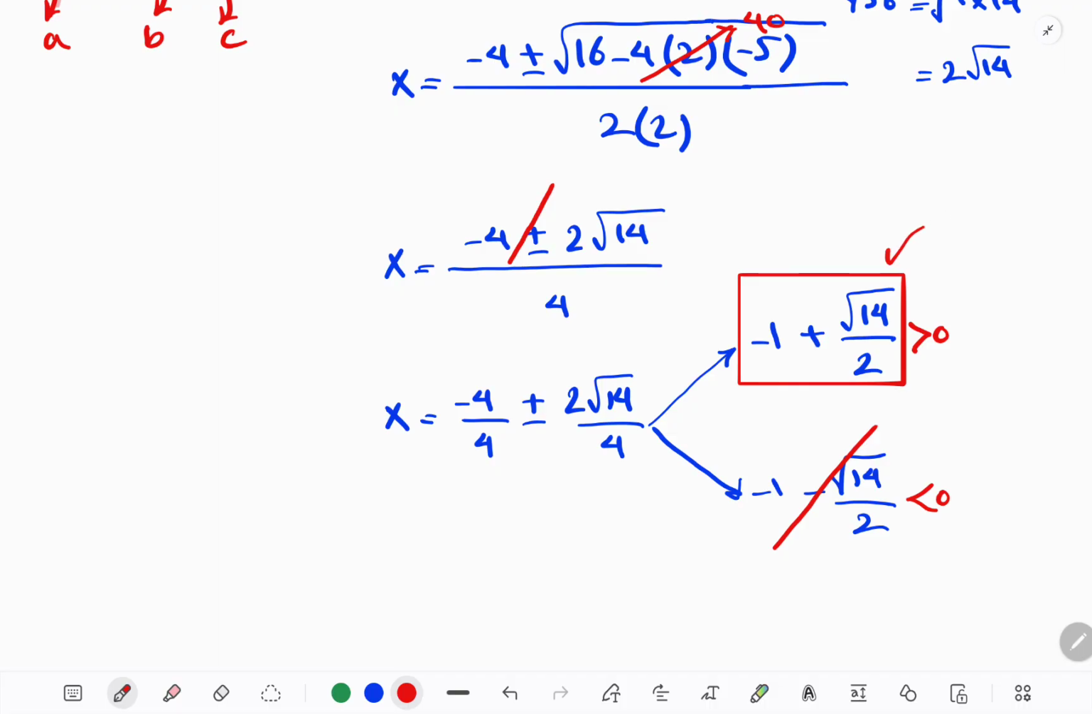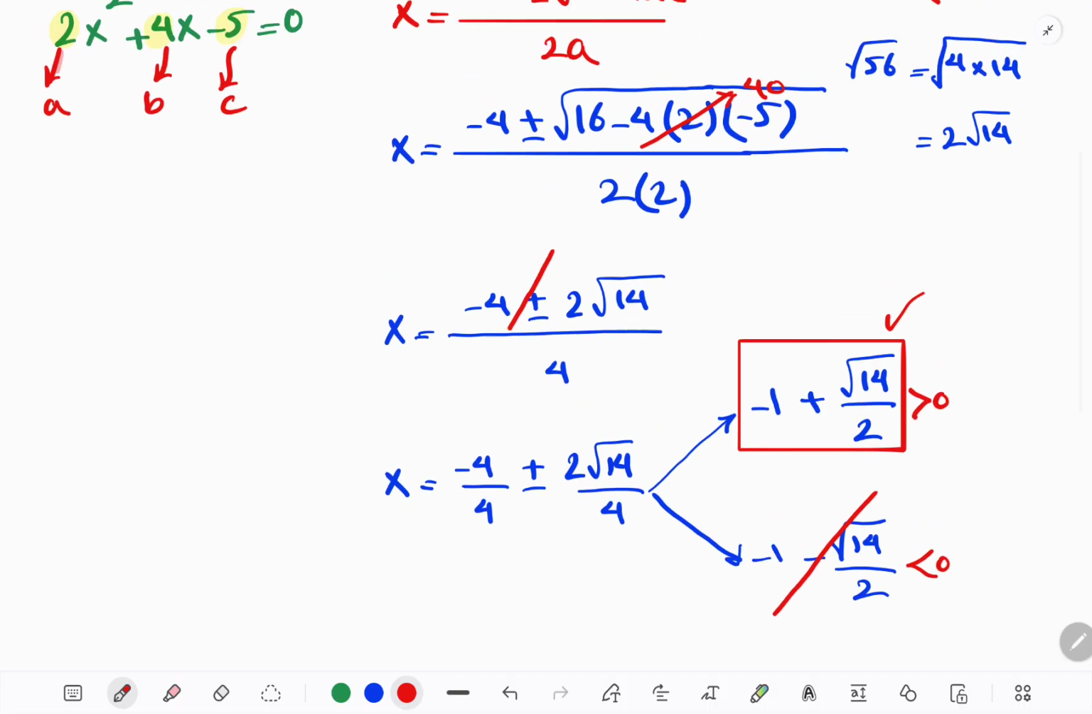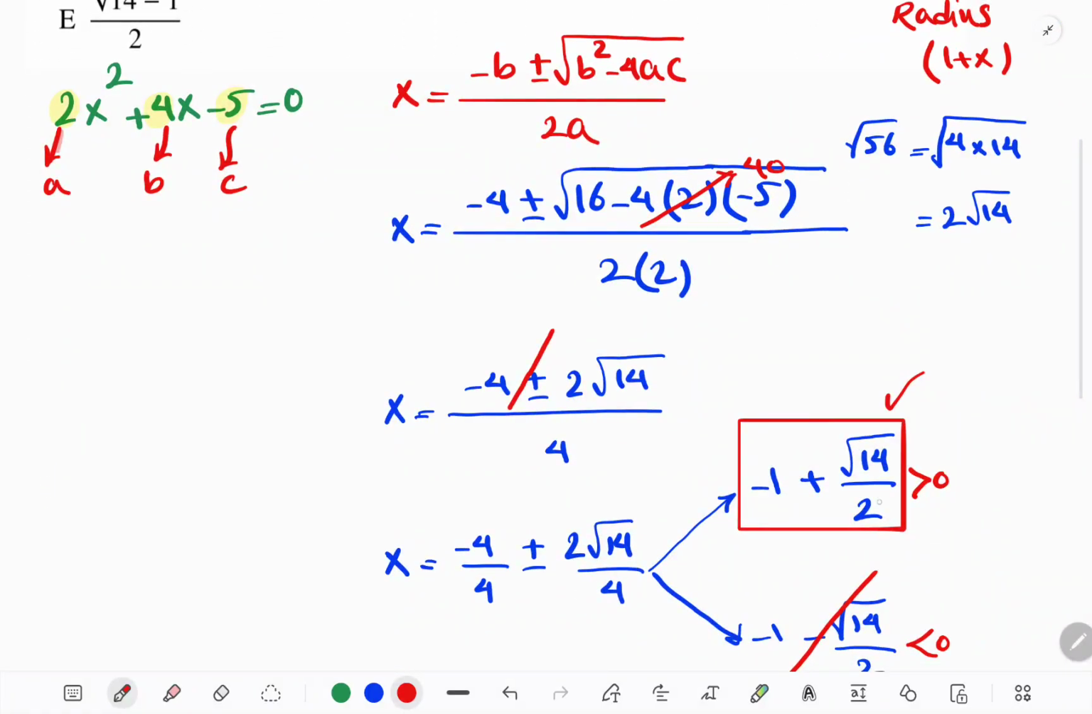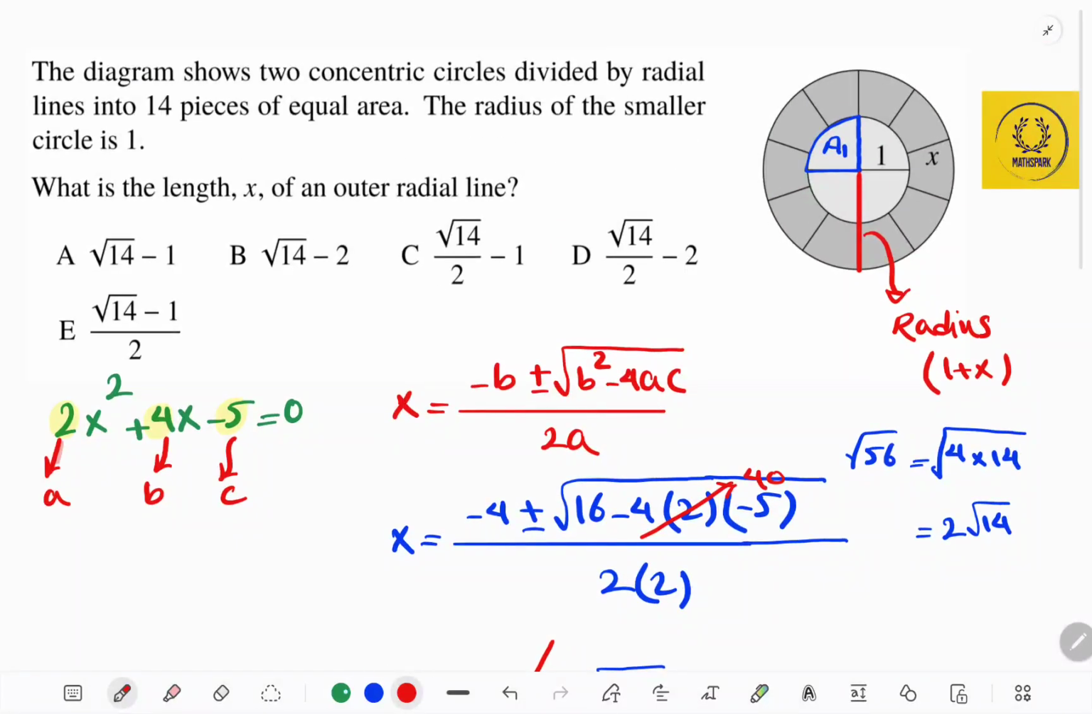Okay, so let's find this in our choices. Negative 1 plus root 14 over 2. So our final answer is here, choice C.